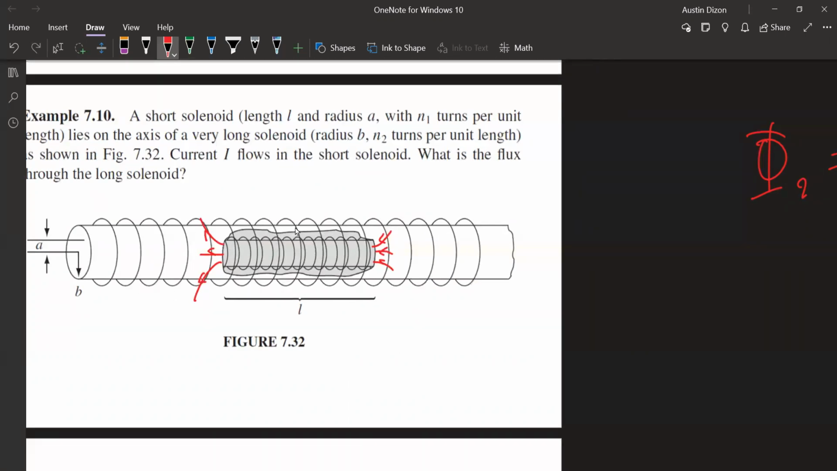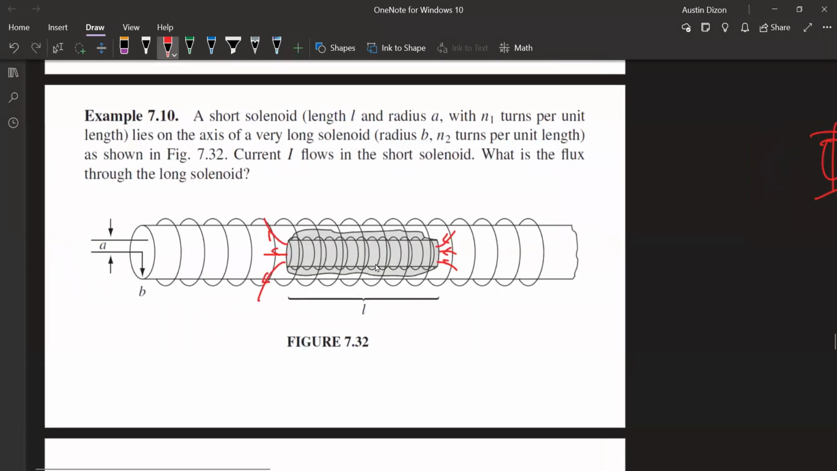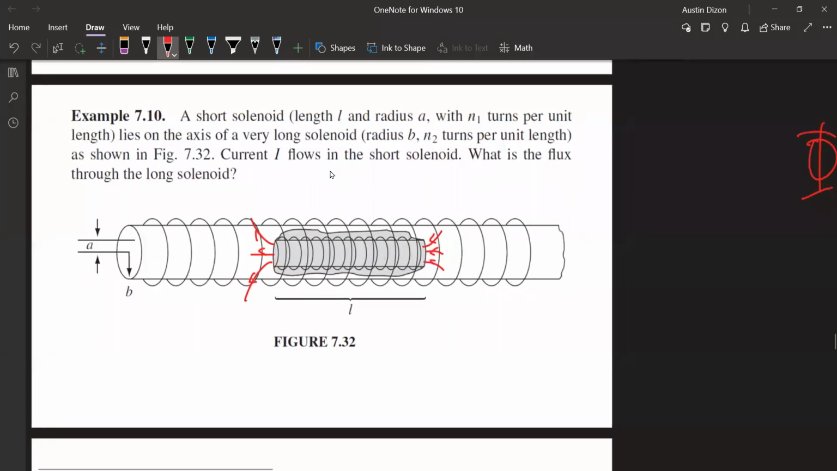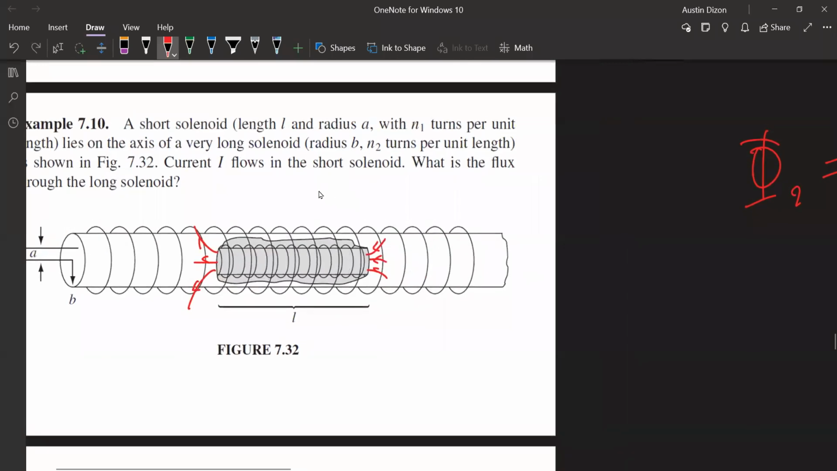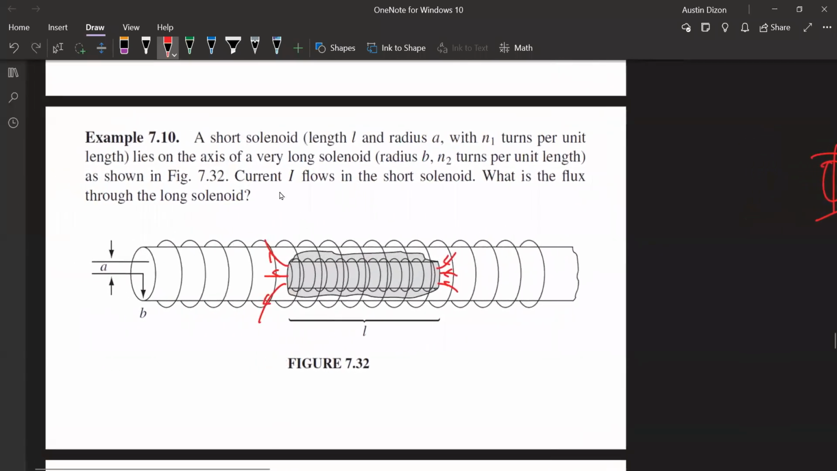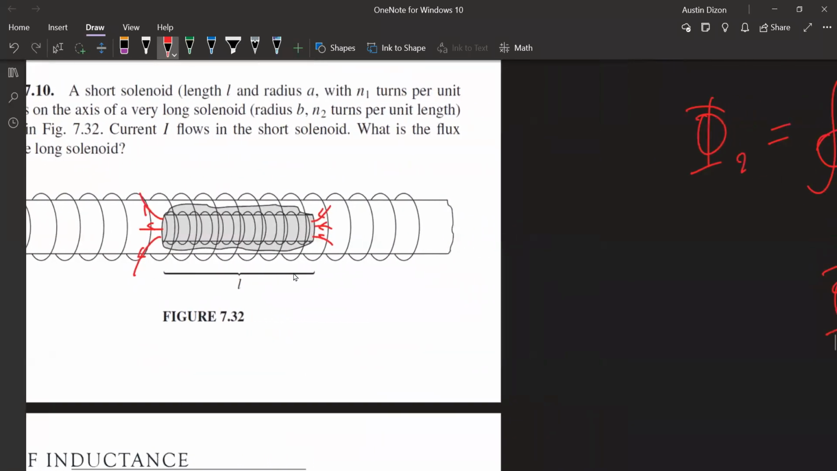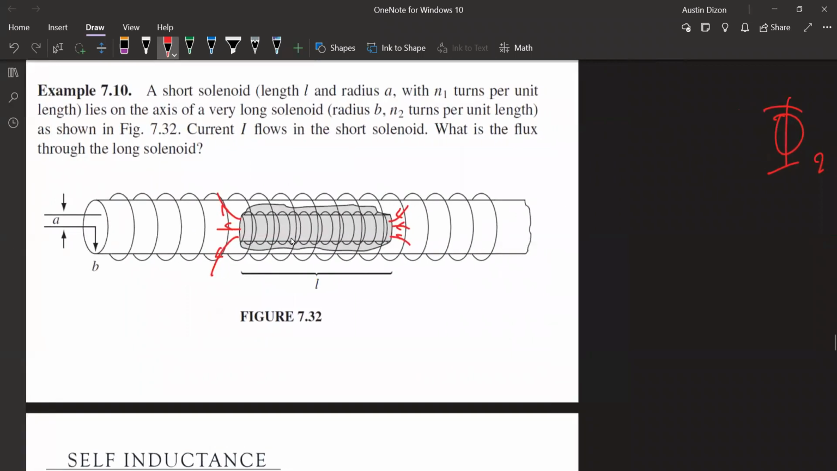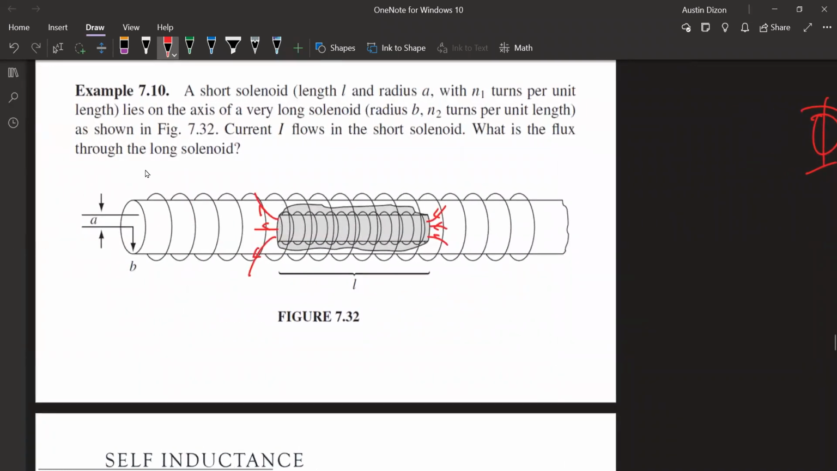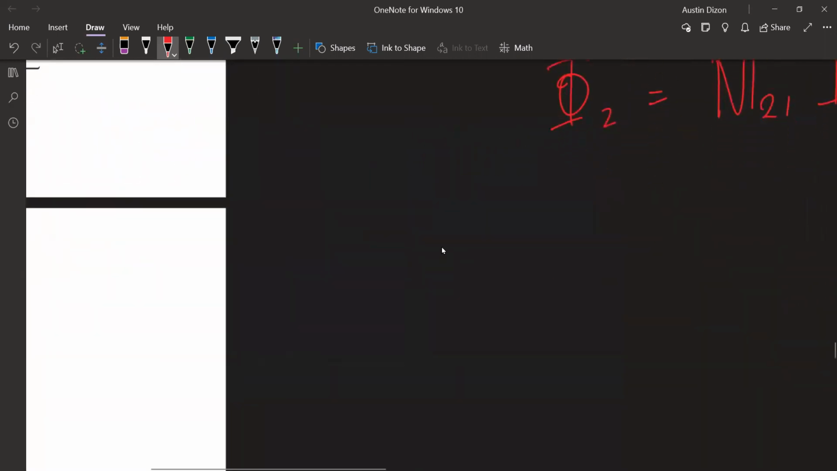Of course, let's do it systematically. So let's imagine that you can pass a current I through the long solenoid, which we already know what will happen. So the flux through the long solenoid can be obtained by getting the flux of the outer solenoid through the inner one. Okay, let's do that.